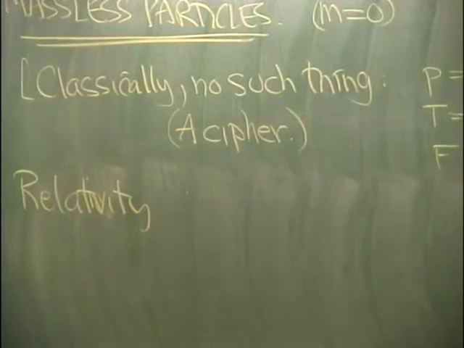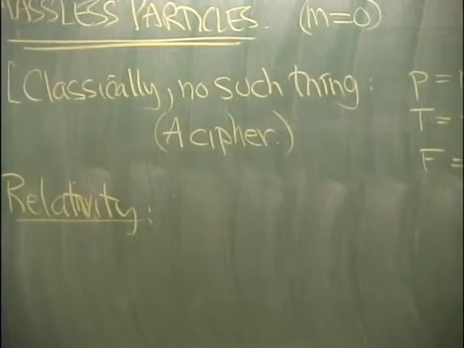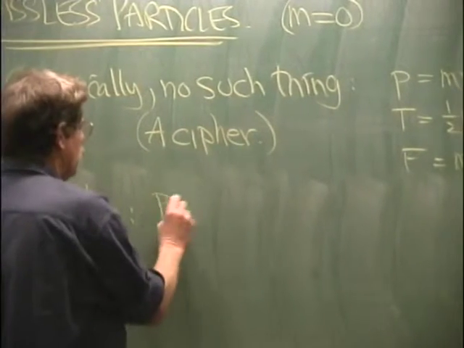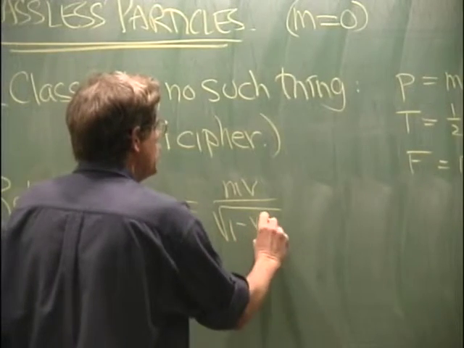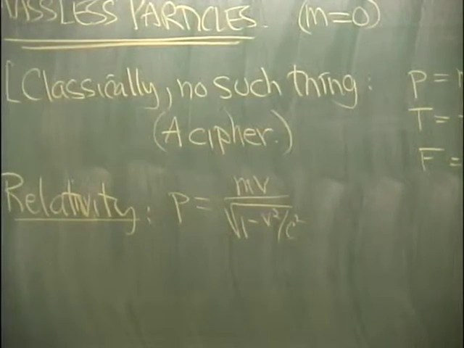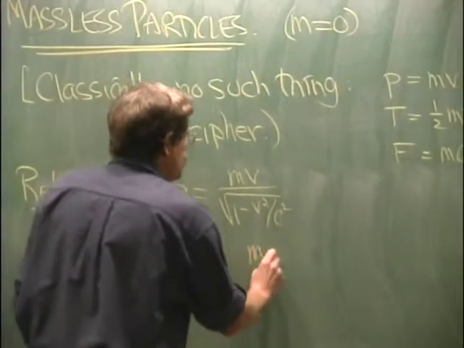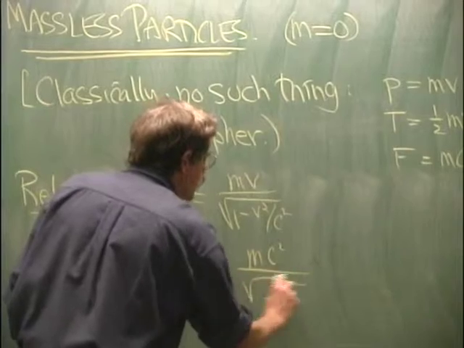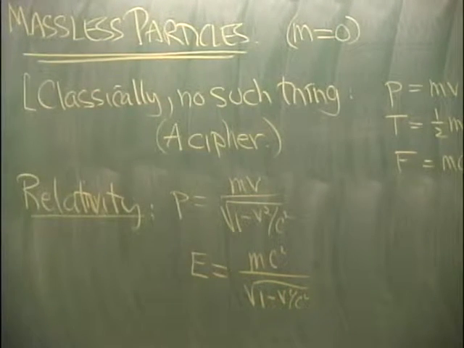But in relativity, you might think that the same argument would apply. What's the momentum of a massless particle? P equals mv over root 1 minus v squared over c squared. Well, you stick in m equals 0, aren't you going to get 0? Energy: mc squared over root 1 minus v squared over c squared. Stick in m equals 0, aren't you going to get 0?